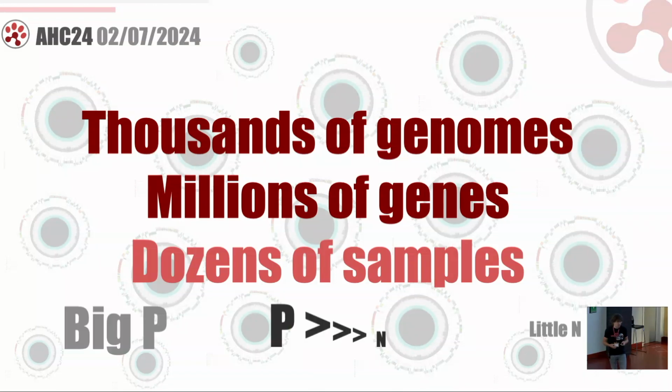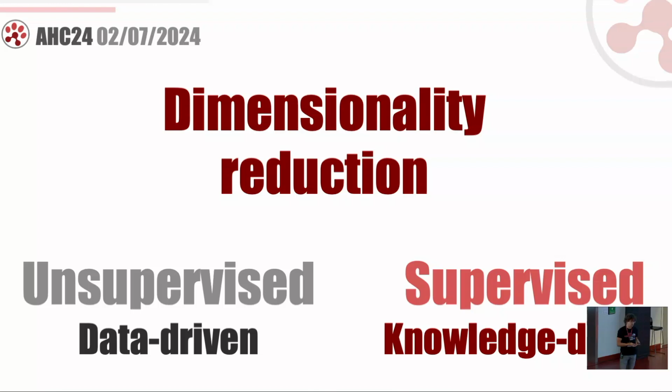And we end up in a situation where we have the well-known big P, little n situation, and we have very small sample size, and then the parameter space we are trying to get some information from is immense. We have millions of genes, we have thousands of genomes, etc., and very little amount of samples, and that's a problem for statistics. That's a big problem for statistics.